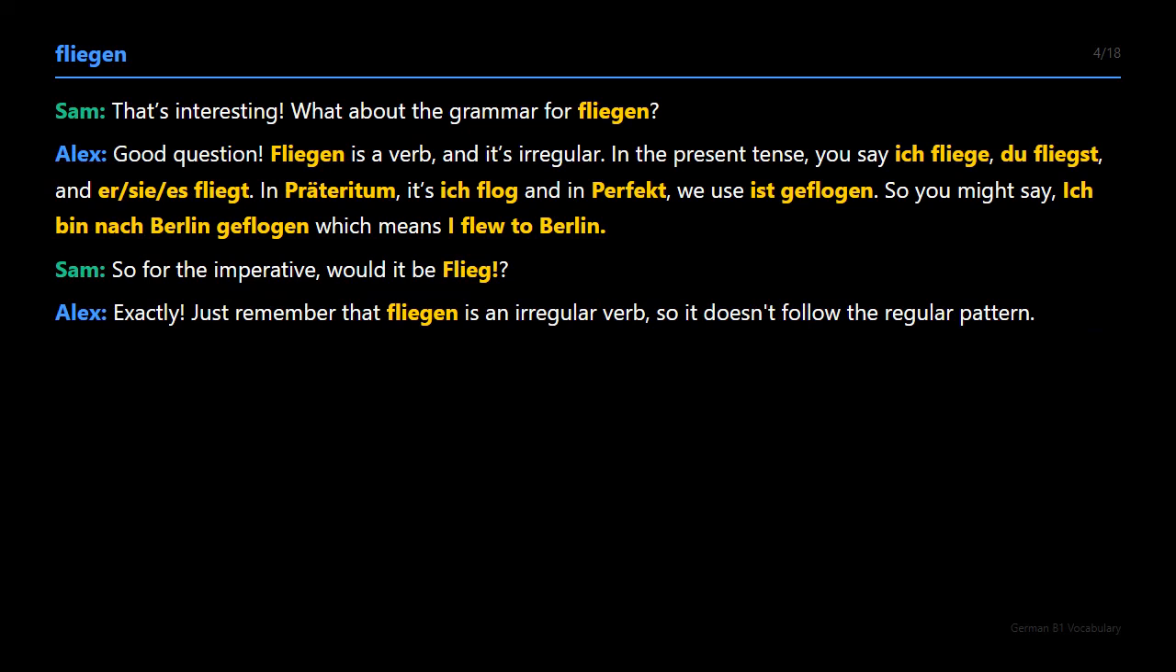Good question. Fliegen is a verb, and it's irregular. In the present tense, you say ich fliege, du fliegst, and sie, es fliegt.